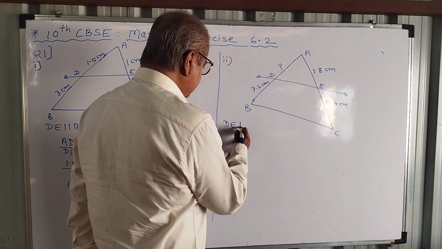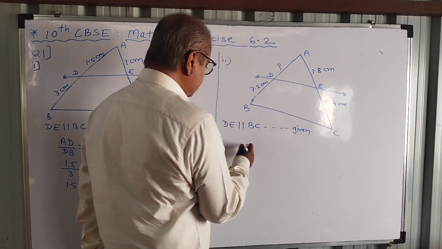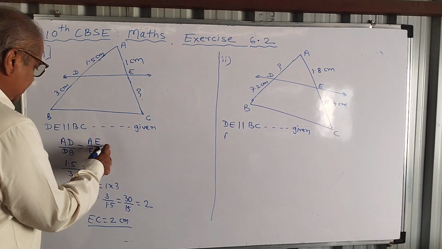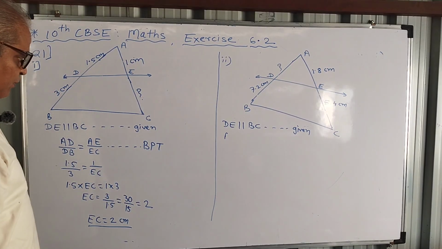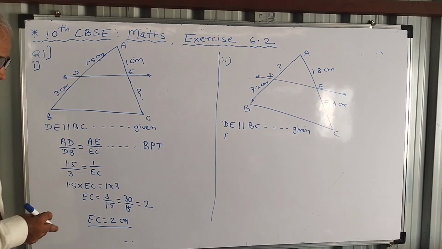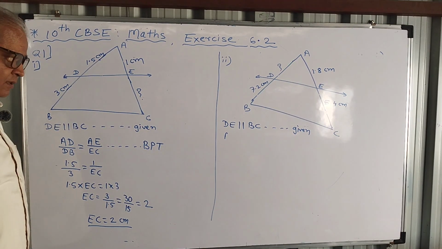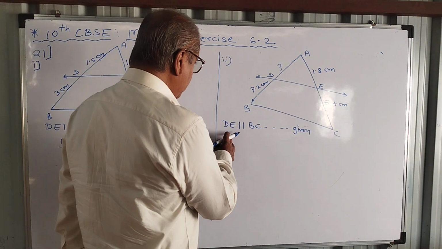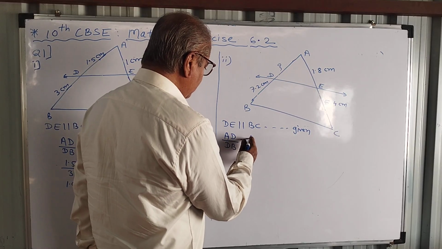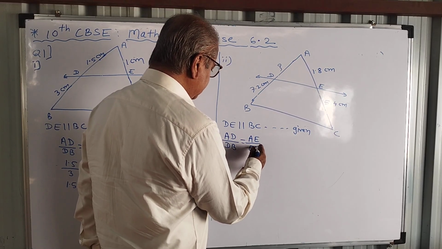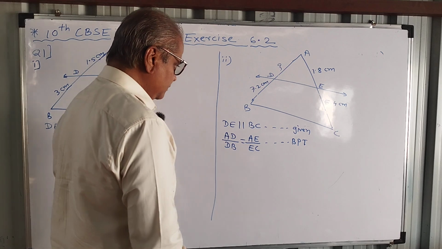Same thing here. DE parallel BC, it is given. So see, write the reason here. Basic proportionality theorem. When this question is for 2 marks, so you need to write the reasons, given and calculations proper एकदम. कारण 2 marks असतील तर. Here also AD upon DB is equals to AE upon EC. Reason, basic proportionality theorem. You can write the short forms, no problem.